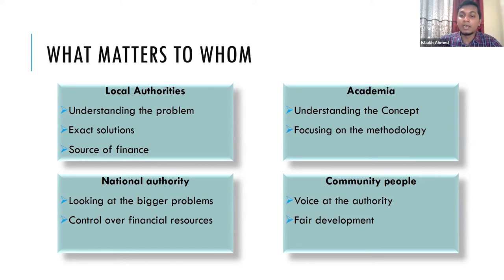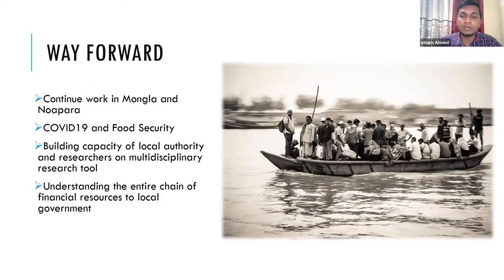With the community people, they want a voice at that authority. They want to be included in the policy planning. They want to have their voice heard by the authority and see a reflection in the policy planning. At the same time, they want to see fair development. They want to see there is no bias in who gets benefits from the government departments. So no political bias, no family bias. They want to see fair development, that everyone gets a fair share.